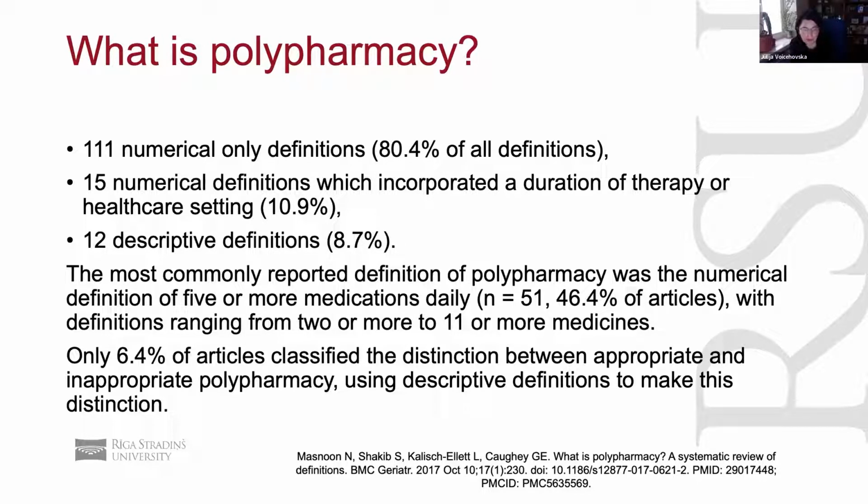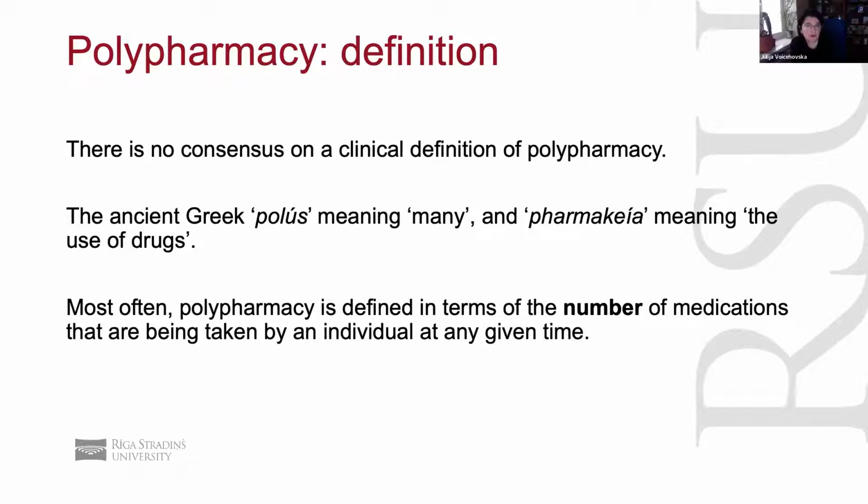So Monsoon and co-authors performed a systematic review of definitions of polypharmacy, and they discovered 111 numerical only definitions, 15 numerical definitions which incorporated a duration of therapy, and 12 descriptive definitions. So as usual, the approach to evaluation of a phenomenon matters. And referring to the majority of publications and results of the systematic review, now we can conclude that there is still no consensus on a clinical definition of polypharmacy.